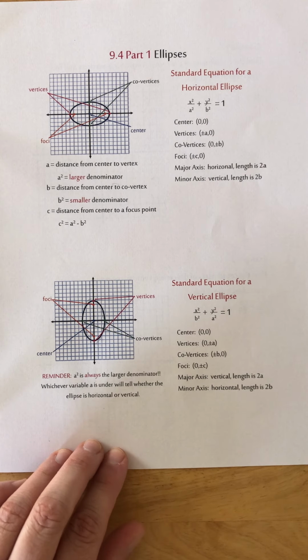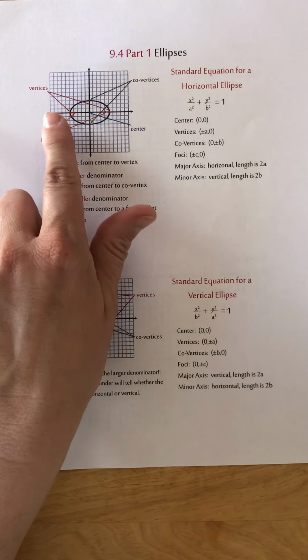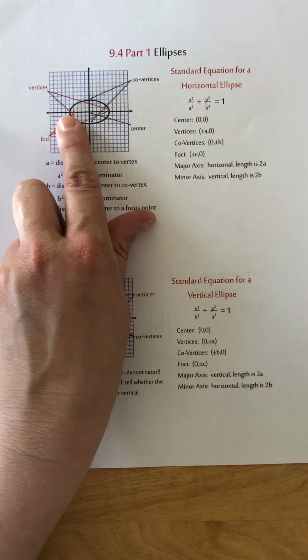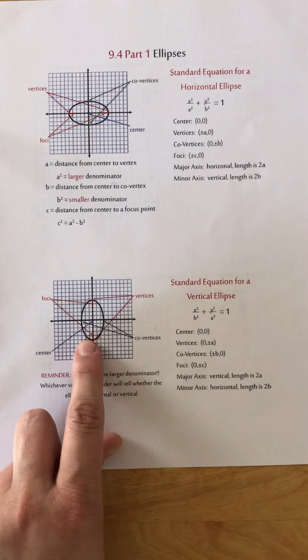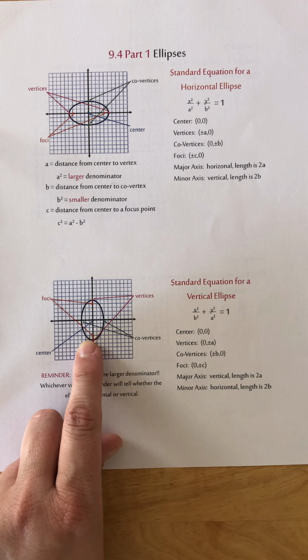And the foci are always going to be going in the same direction as the vertices. So if your vertices are going left to right, then your foci are always going left to right. If your vertices are going up and down, then your foci are always going up and down.